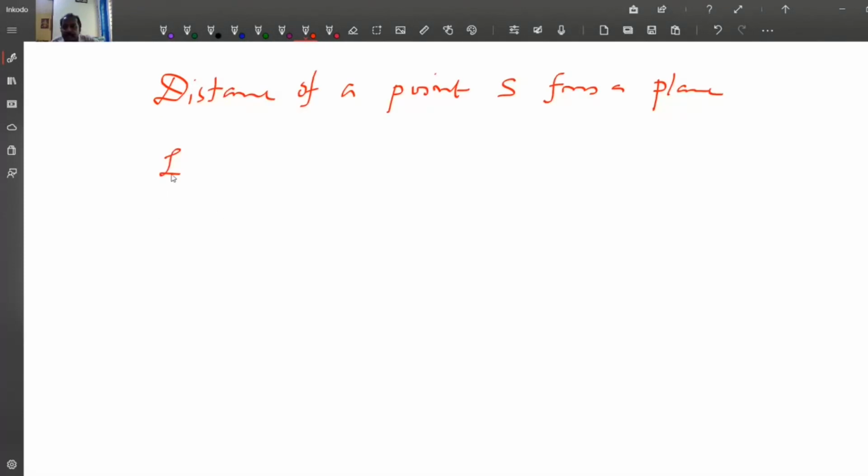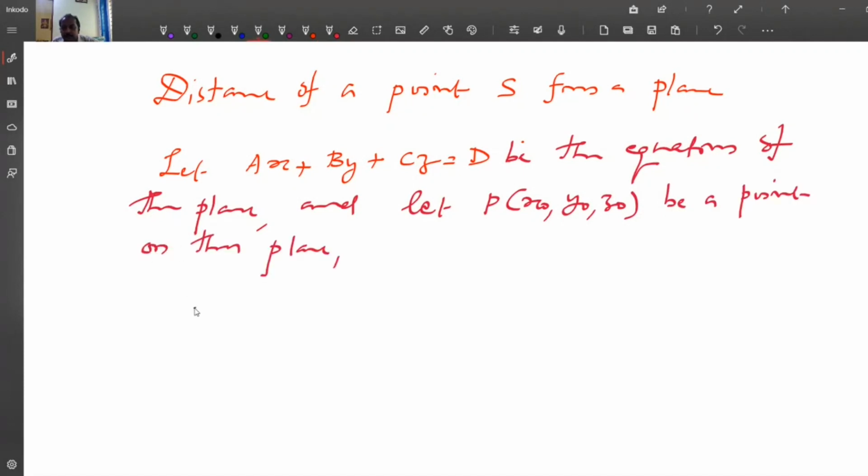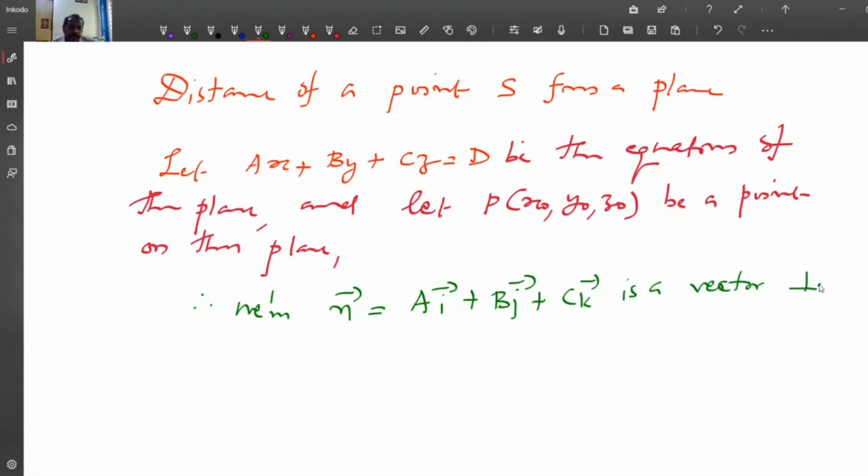Now we find the distance of a point from the plane. So let ax plus by plus cz equal to d be the equation of the plane, and let P(x0, y0, z0) be a point on the plane. Therefore we have n equal to ai plus bj plus ck, a vector perpendicular to the plane.